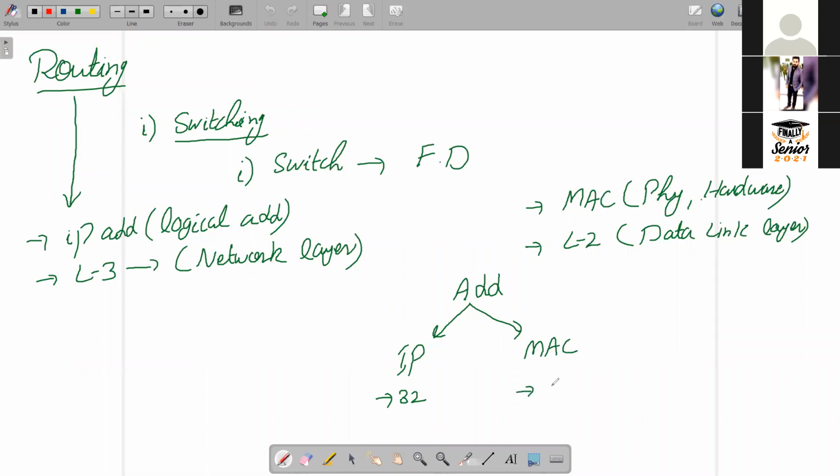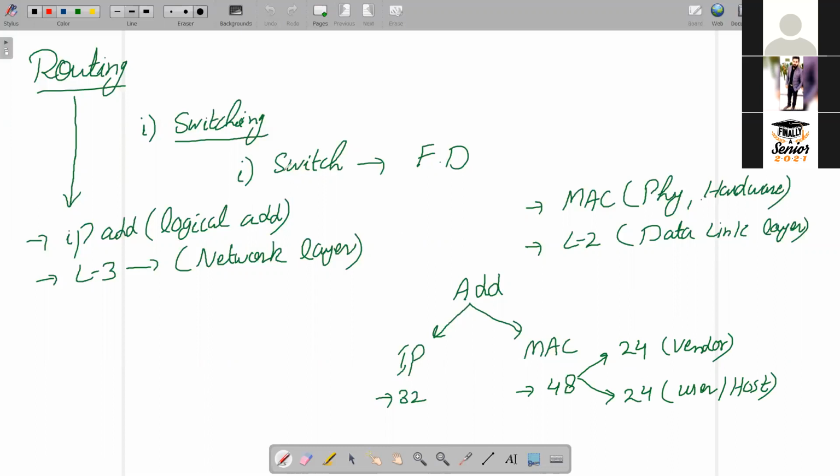So the MAC address is a 48-bit address. The MAC address consists of a 48-bit address, and this 48-bit address is further divided into two portions. The first 24 bits represent the vendor, the manufacturer. And the remaining 24 bits represent the user and the host.